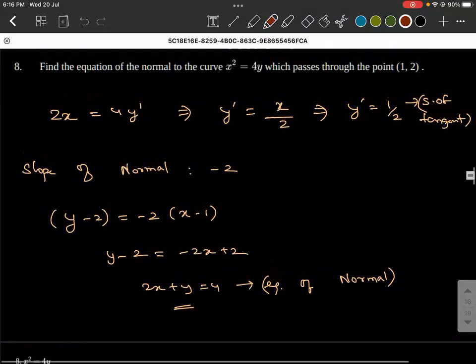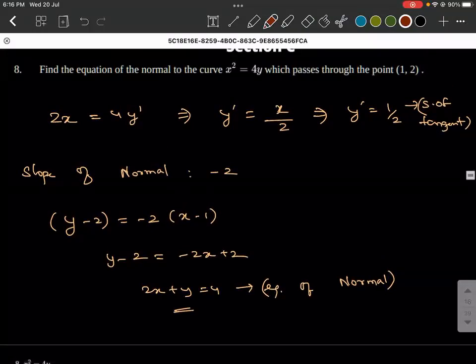x is 1 only, you know. Normal to the curve at a point is perpendicular to the tangent at that point. The tangent is also at 1, 2. x is 1, I took this 1 and substituted. So y dash will be half. Then the slope of normal will be -2. m1 m2 is -1.